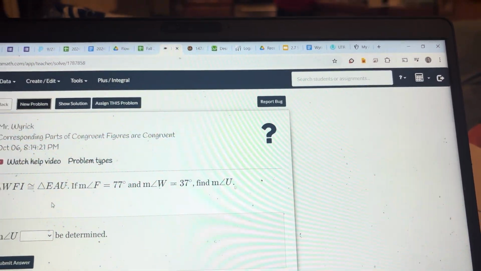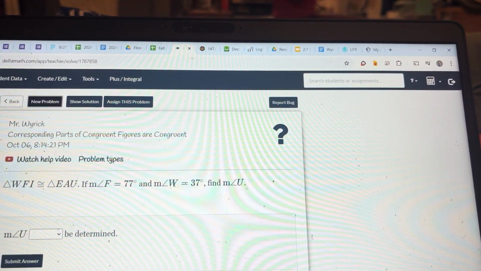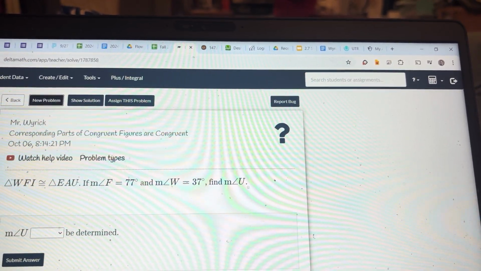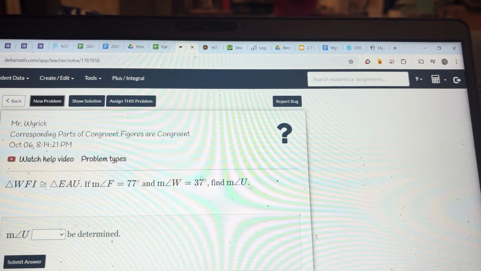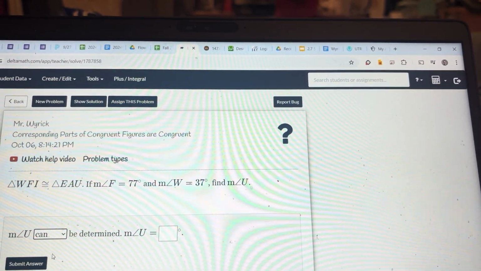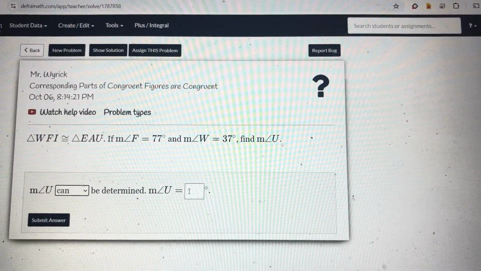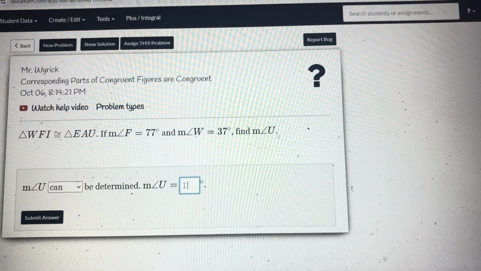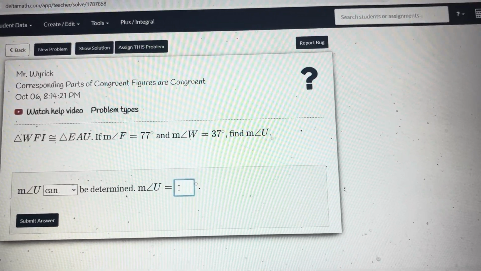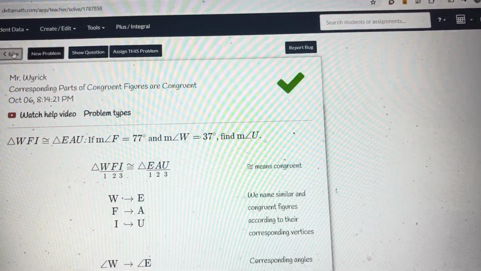On this one, though, I have this statement. I have F and I have W. So this is 77 and 37. I can add those together. That should be 114. And all the angles of a triangle have to add up to 180. So this can be determined. And if I have 180 and I subtract 114, that's going to be 66 for that missing angle.